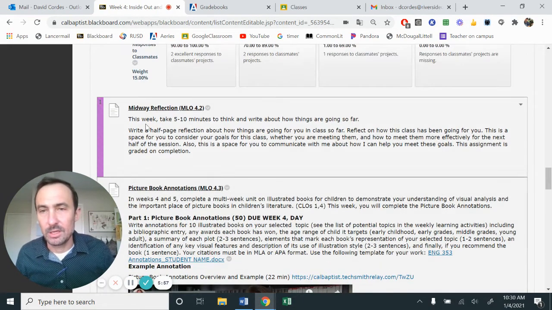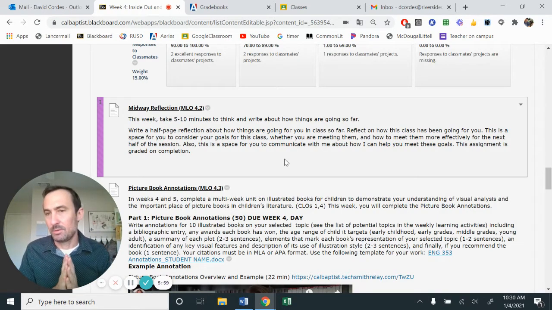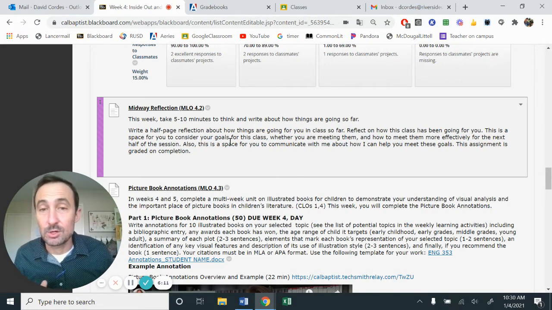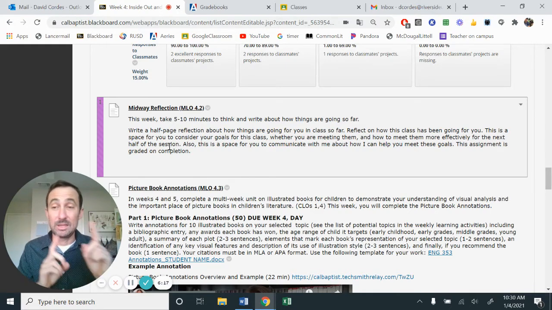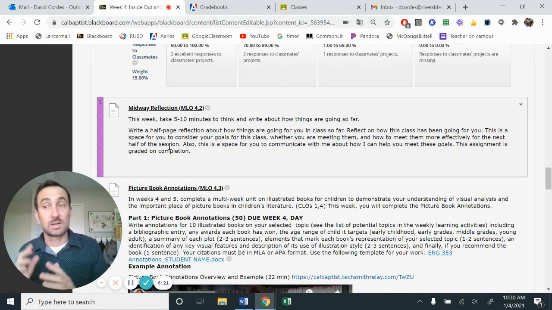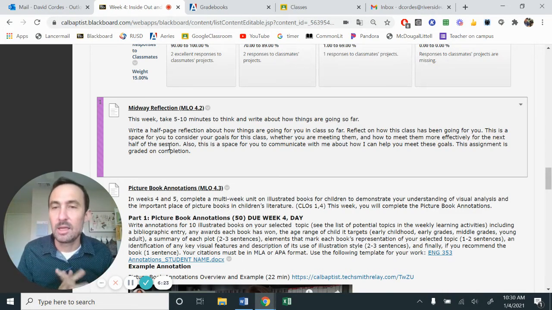There's also the midway reflection. Okay, we are at week 4. By the end of this week, we are halfway through our course. So this is just a half-page reflection on where you are. It gives you some prompts. Consider your goals for the class, whether you're meeting them. Prepare yourself: what do I need to work on for the next 4 weeks? What have I learned over the last 4 weeks as far as time management? What does that look like?